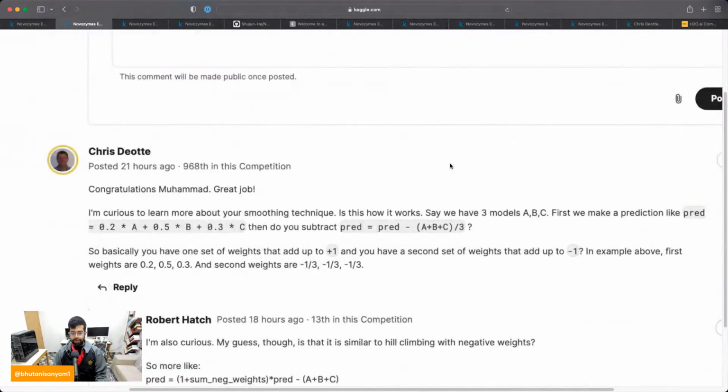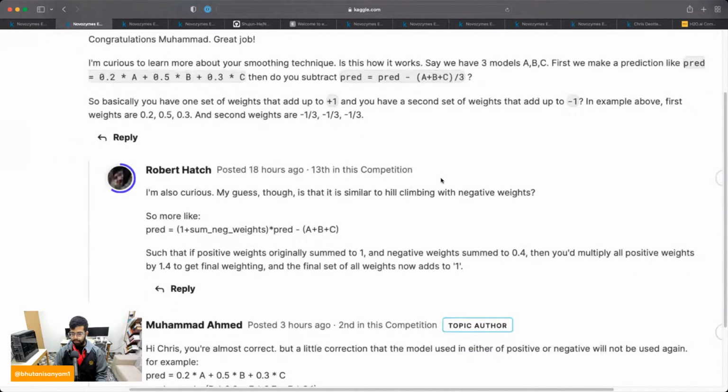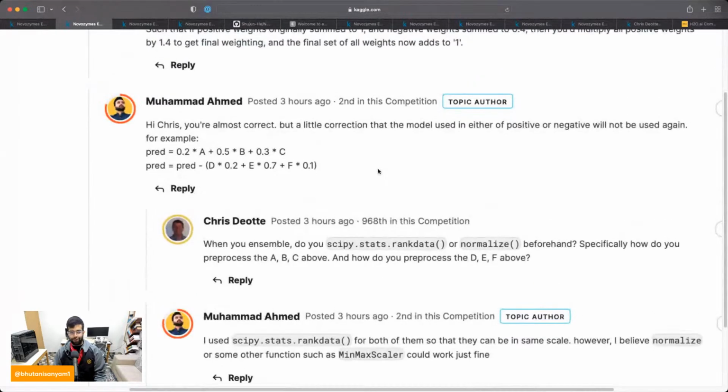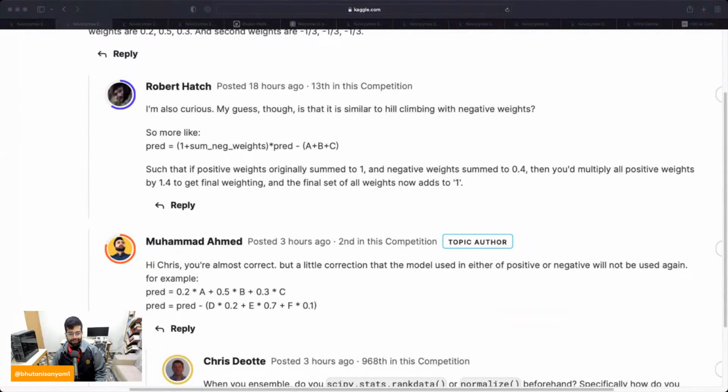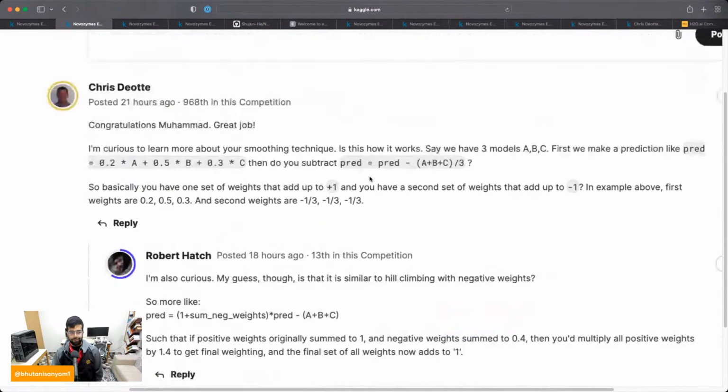He hasn't pointed out the exact weights. Even Chris had asked how he did the smoothing. Oh, he just answered this 3 hours ago. Sorry. I was looking at this yesterday and he hadn't answered then, but now it's worth reading through. So let's read through this.